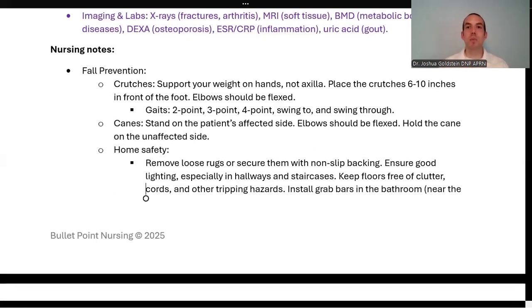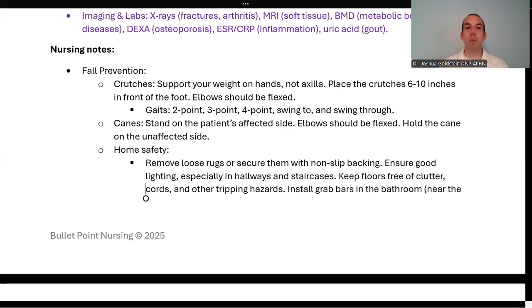Next, you should educate the patients to place the crutch 6 to 10 inches in front of their foot. Their elbows should be flexed, and that's the way they should move. There's a bunch of different types of gaits that you're going to be responsible for teaching your patients how to use with crutches. There's a 2-point, 3-point, 4-point, the swing to and the swing through. I'm not going to go through all those. This isn't a skills lecture. This is didactic, but you are going to be expected to know those. There are a bunch of great YouTube videos, not from us, that you can just search if you want to see all the different types before you get into your classroom.